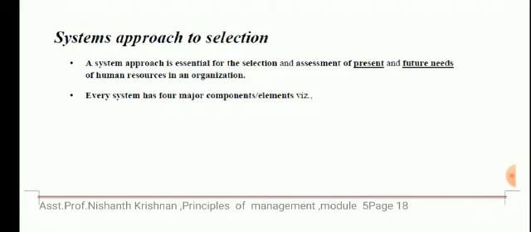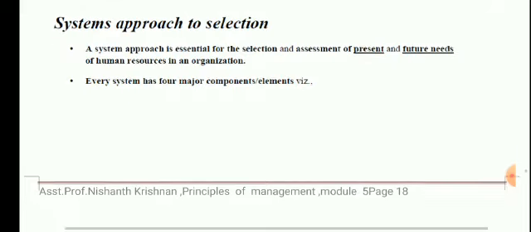A system approach is important for the selection and assessment of present and future needs of human resources in an organization. So it is very essential for the future and also the present needs. Every system has four major components or elements, which means a systematic way of selection of candidates in future and present.